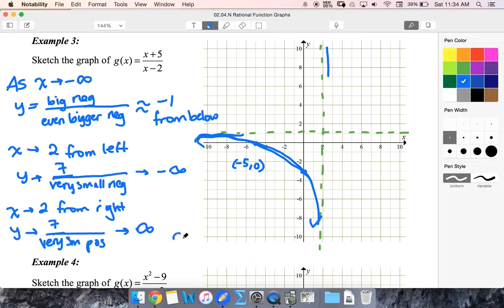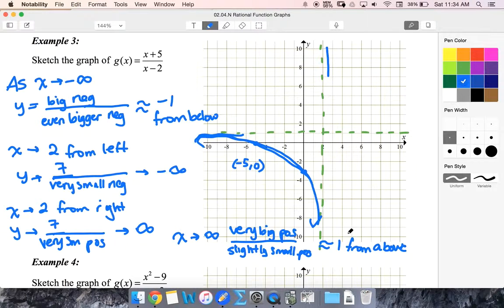And now as x goes towards infinity, I'm going to end up with a very big positive number divided by a slightly smaller positive number. So that's going to go towards 1 from above. Because if I've got a bigger number divided by a slightly smaller number, I'm going to be getting closer and closer to 1. So I'm going to look something like this. And there's that graph.